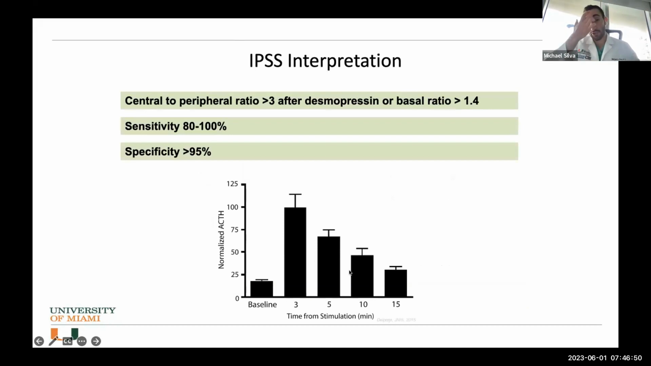And this is the time course. So you take sequential measurements after giving that medication, and the cutoffs are typically a central to peripheral ratio of over 3, and oftentimes they're much higher than that. Some people also use a basal ratio without even giving the desmopressin or corticotropin releasing hormone, and that cutoff is lower, 1.4. High sensitivity and specificity, and obviously super useful preoperatively.